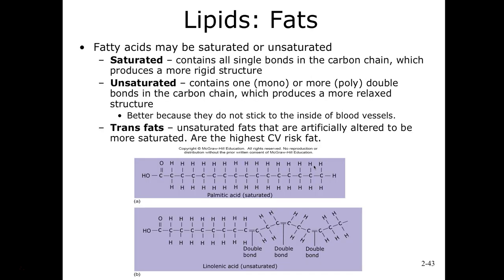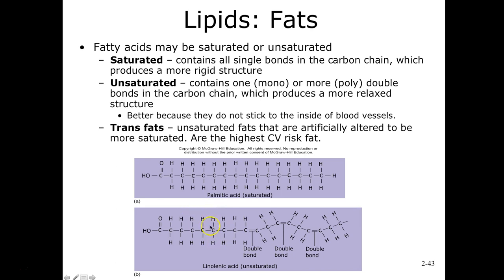So we can break this down into three types of lipids. We have our saturated fats, our unsaturated fats, and trans fats. So what does saturated mean? It means that this entire carbon chain is saturated with hydrogens. I don't have any double bonds in here, so we get a really rigid structure.